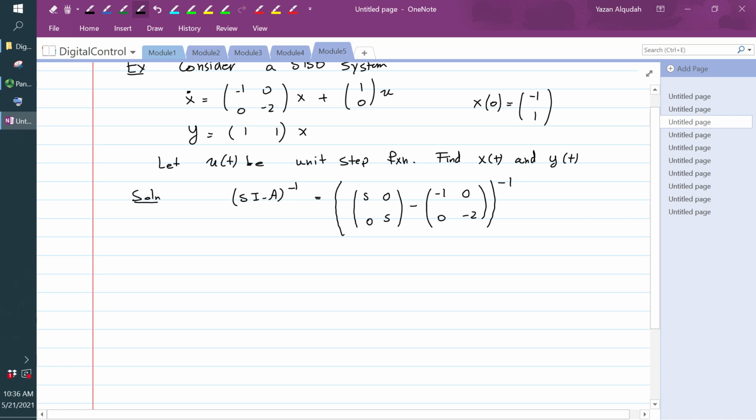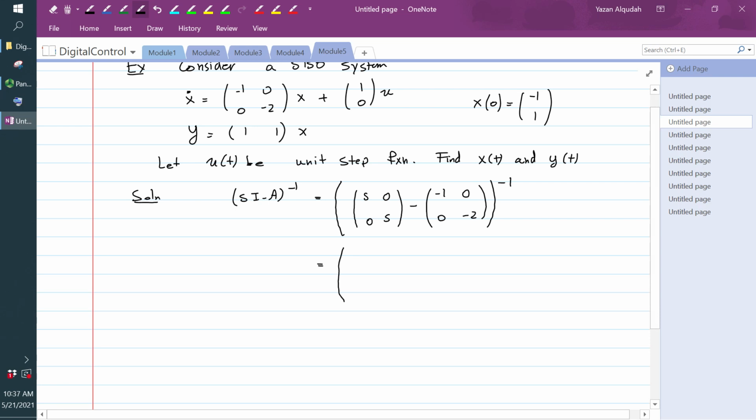Now, I hope this might be new to some and might be confusing to some. But nevertheless, hopefully, the more we see it, the more intuitive it becomes. Notice how I took s multiplied by I minus A. I is the size of A. If A is 2 by 2, then I is a 2 by 2 identity. Okay, what is this equal to?